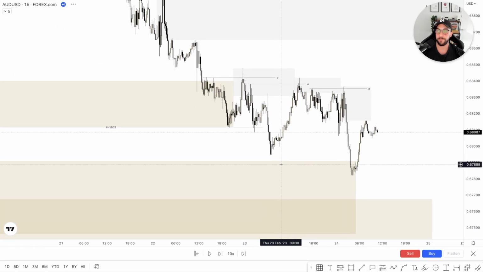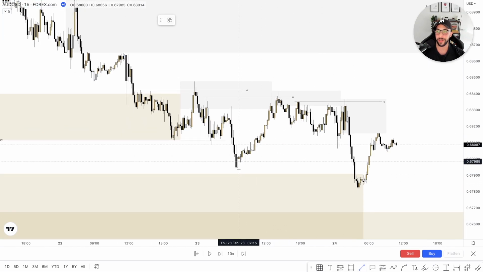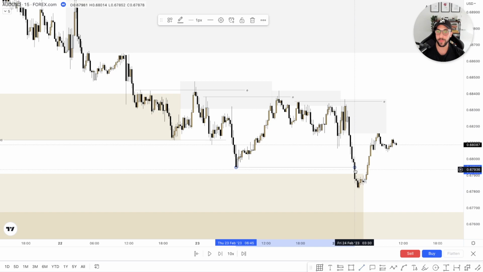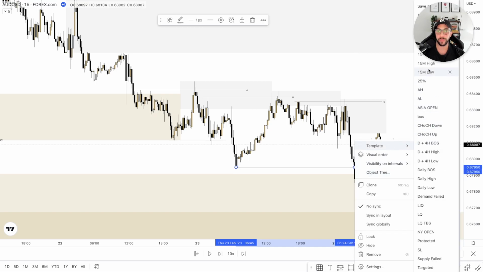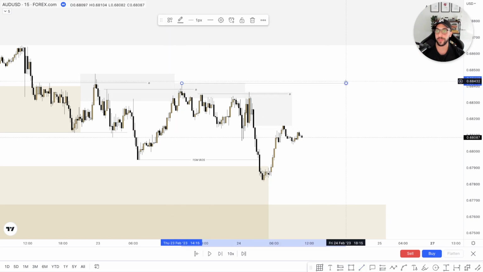In terms of our 15M, we had this as our 15M low, not that one, this one here. And then we had the 2 times body closes below. So this became our 15M BOS. This therefore was our 15M high.